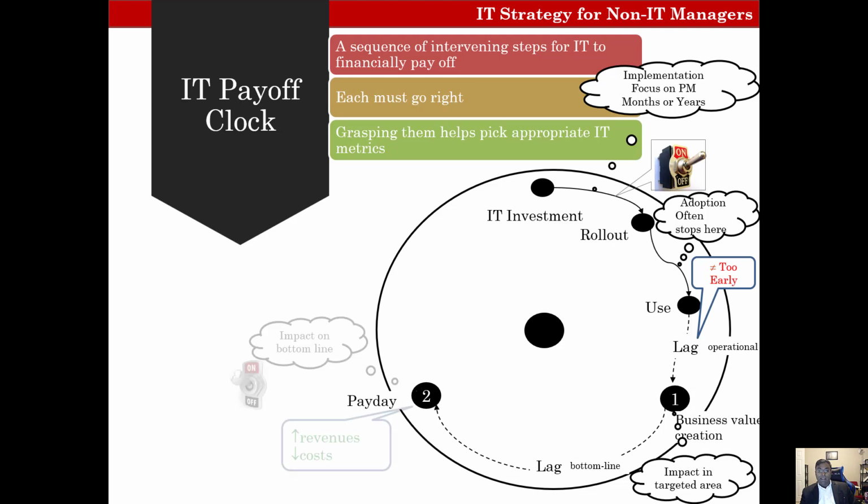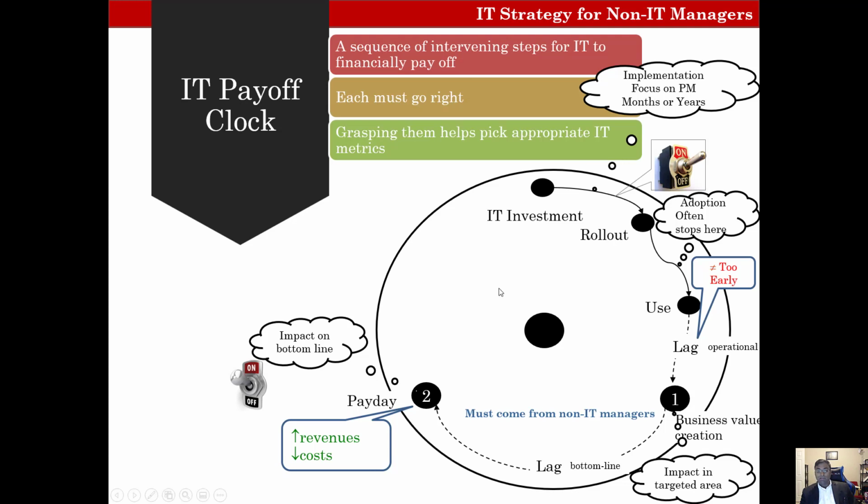And finally, we look at the impact on the bottom line. Operational improvements, better, faster, or cheaper in a project's targeted area, must eventually improve revenue or reduce costs, and therefore the firm's bottom line gets impacted. The long-term metrics, which we're going to discuss, which involves a second delay, also requires non-IT managers' impact.